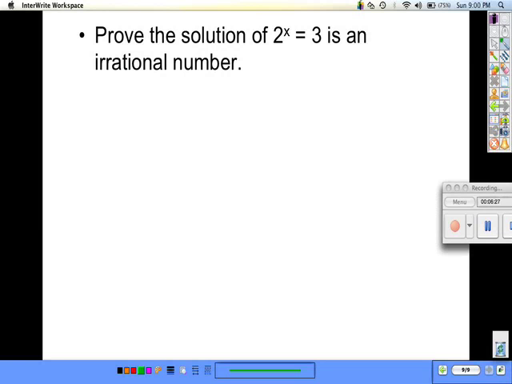Prove that the solution is an irrational number. This is different than solving. We could solve and get a value here, but that's not proving that that value is irrational. So we're going to assume that 2 to the x equals 3 has a rational solution.